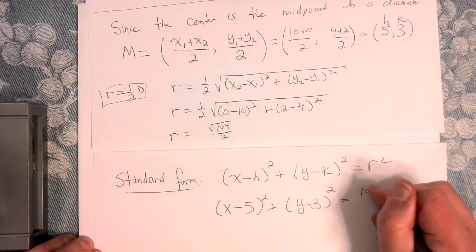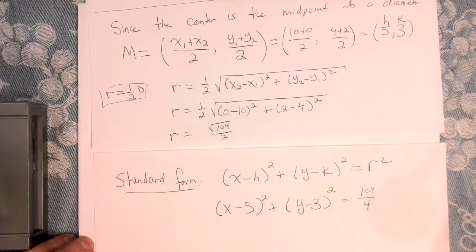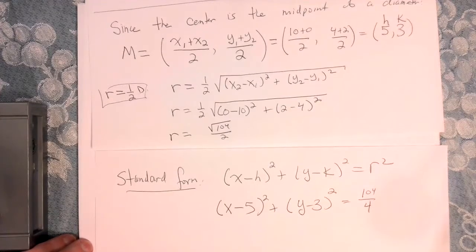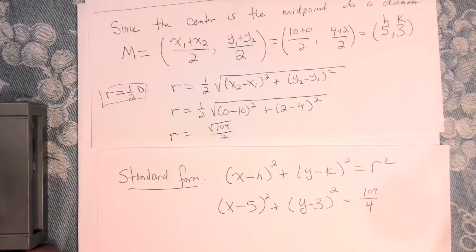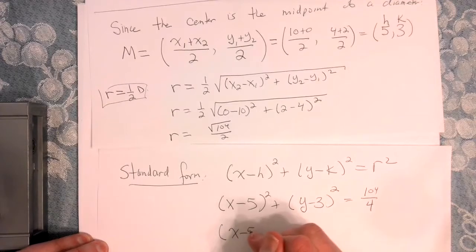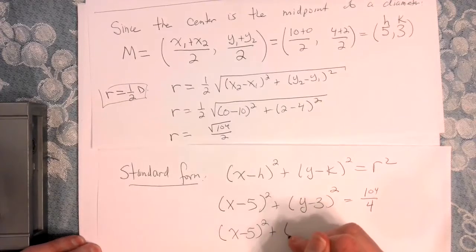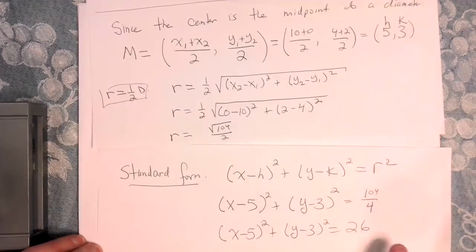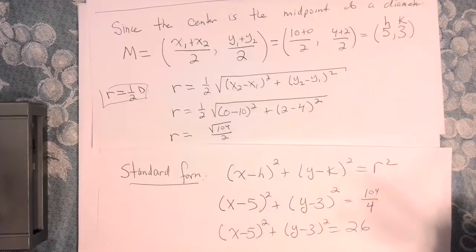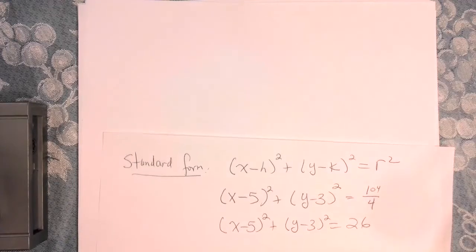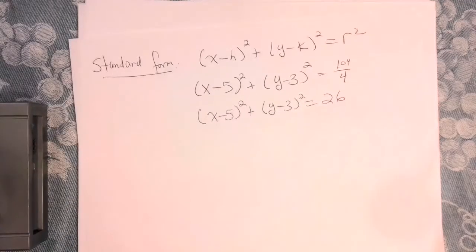So that'll be 104/4. I think we can do better than that. We can reduce. I think 104 is divisible by 4, so I think that's 26, if I do that right. So yeah, reduce that down if you can. And that would be the standard form of our circle. Now, if I wanted the general form, I could just square these out and write it in general form. But in this case, we wanted the standard form.